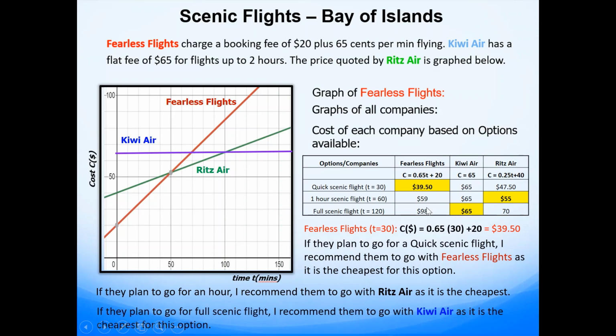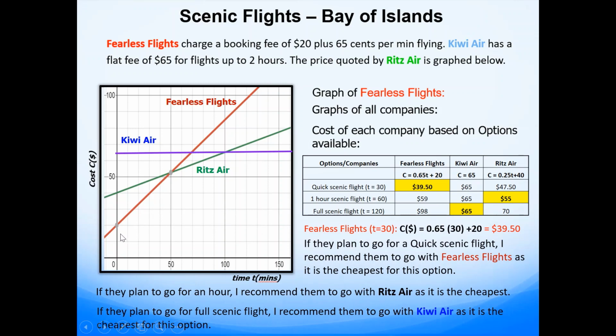And if they plan to go for a full scenic flight, which lasts for 2 hours, 120 minutes, then you will recommend them to go with Kiwi Air, as it is the cheapest for this option. So that's basically what's required for you to do to get Achieve. This is solid Achieve, by the way. You only need to demonstrate 3 different skills to get 3 credits.